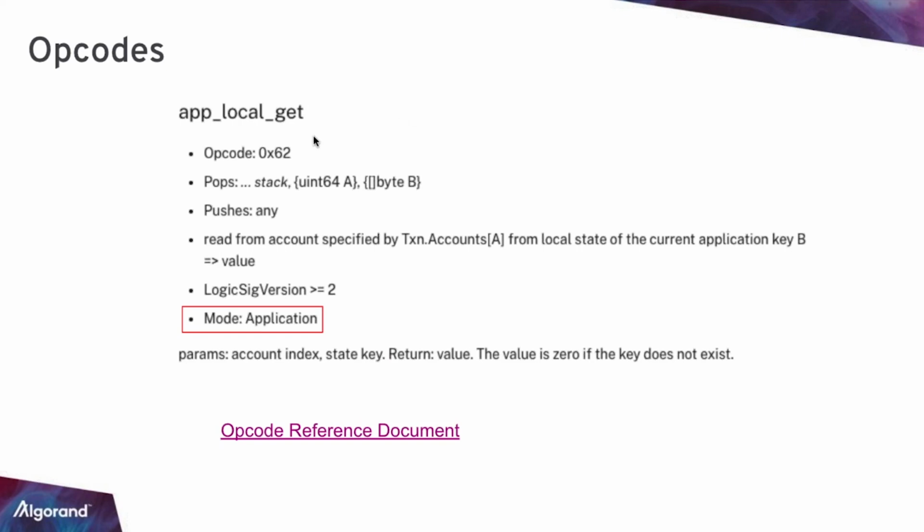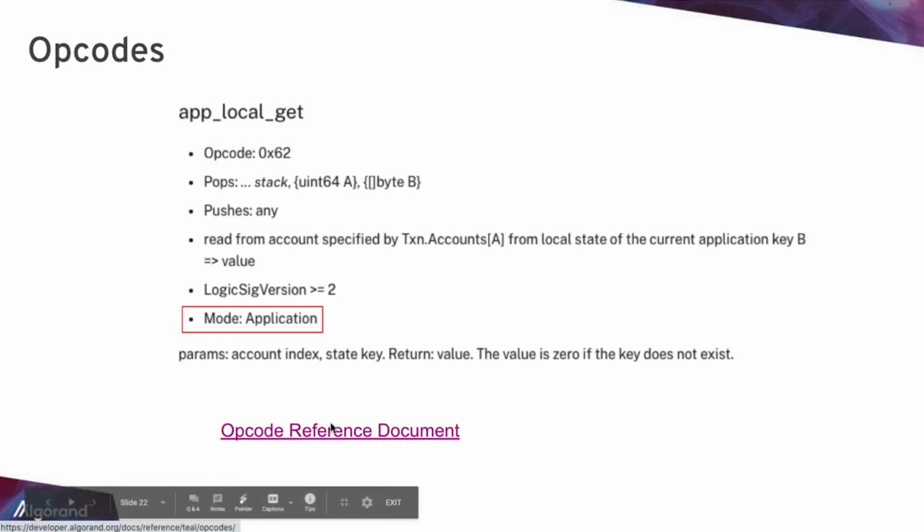For example, app local get gets a local state variable for a particular account. We use this term mode: application. That says it's only valid for stateful smart contracts. If the mode was signature, that would mean stateless contracts. So that's what TEAL in stateless essentially acts like, basically a signature for transactions. So that's why we use that term.